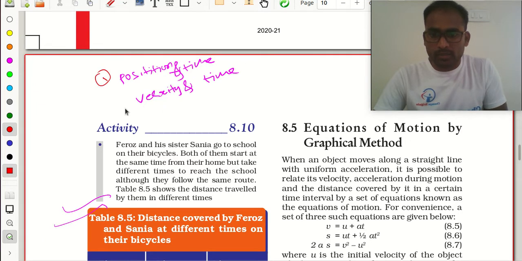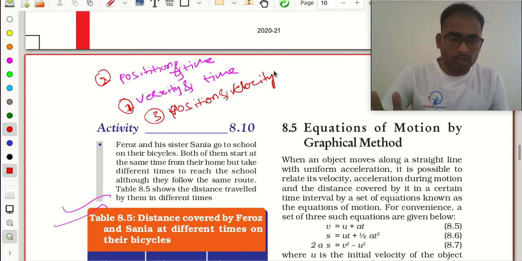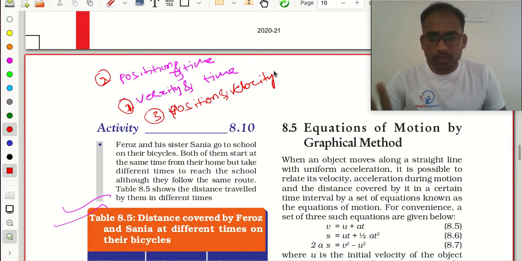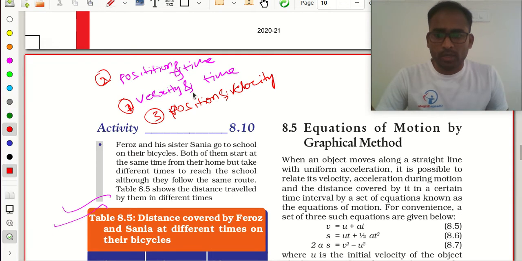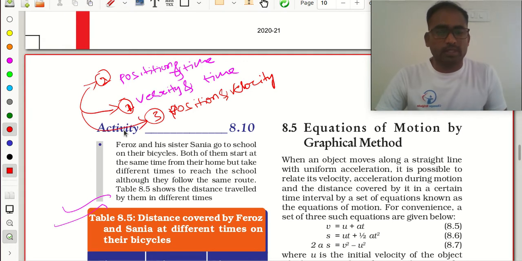This is the first equation. This is the second equation. The third equation is position and velocity. We have three equations in our motion topic. The three equations are velocity and time, position and time, and position and velocity. If I solve these two equations, I will get this third equation.